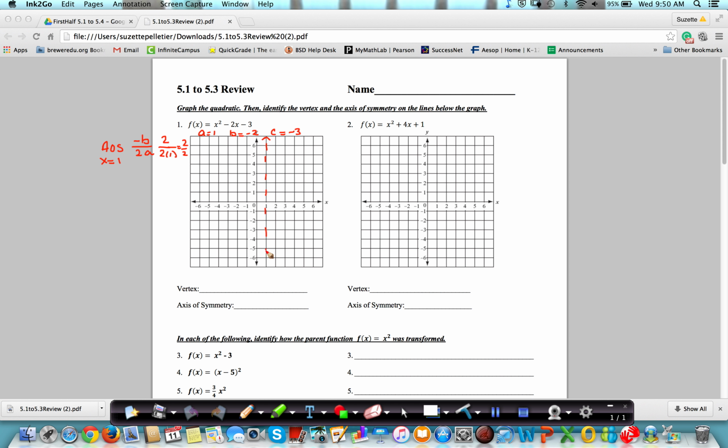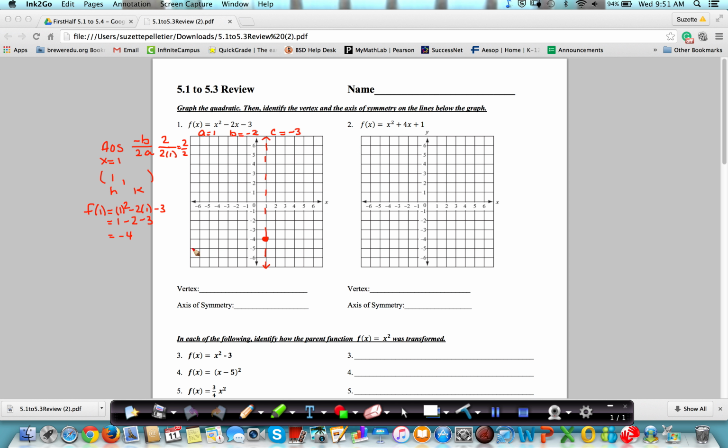Then I need to find the vertex of my quadratic, and if I know that my AOS, or my axis of symmetry, is 1, then I know that the first or x coordinate, or the h of my vertex, is 1. And to find the second part of it, I just plug it in. So f of 1 equals 1 squared minus 2 times 1 minus 3. Try to remember to use the parentheses when you're plugging in your x term. 1 squared is 1, minus 2, minus 3. So I get a vertex of -4. So my vertex is down here at -4.